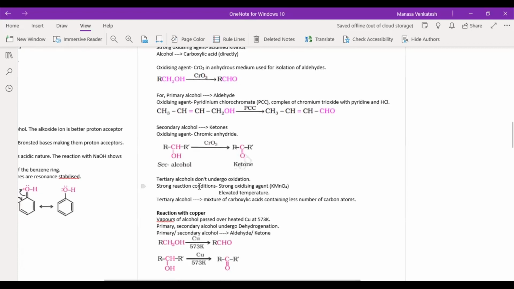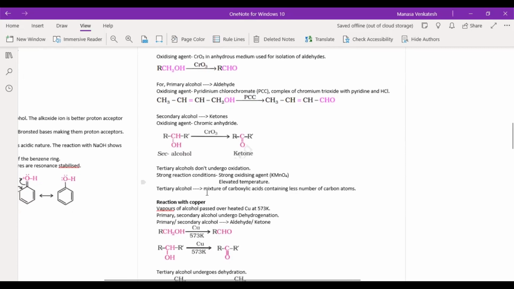Tertiary alcohols actually do not undergo oxidation. They require extreme conditions, like a very strong oxidizing agent as well as elevated temperature, to undergo oxidation. When tertiary alcohols do undergo oxidation, they give us a mixture of carboxylic acids, and these carboxylic acids will actually contain fewer carbon atoms than you expected.